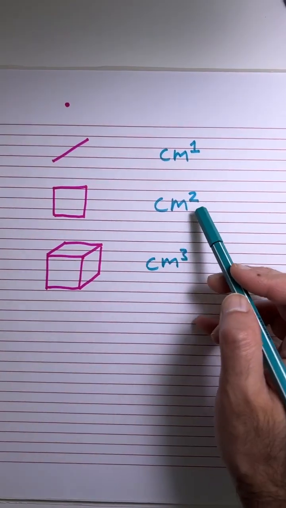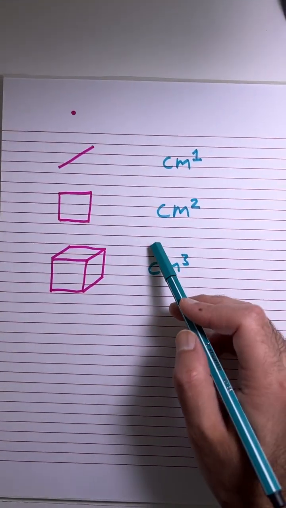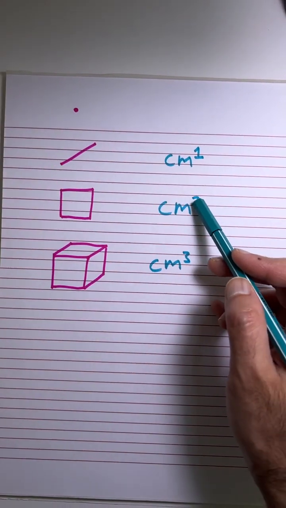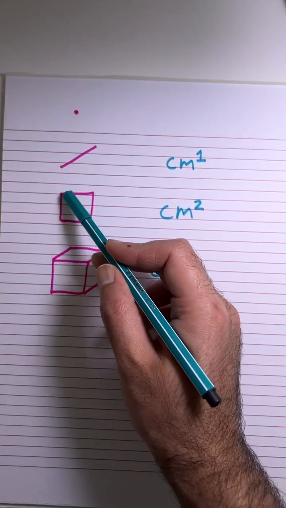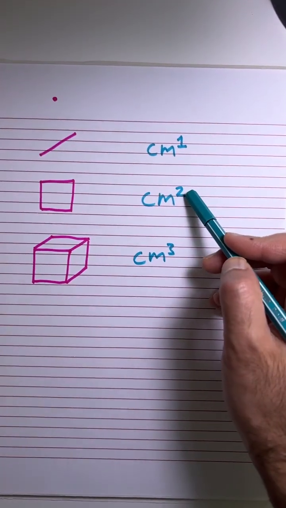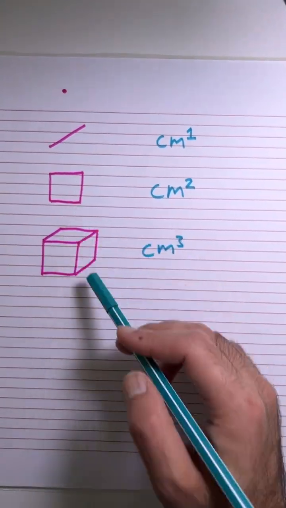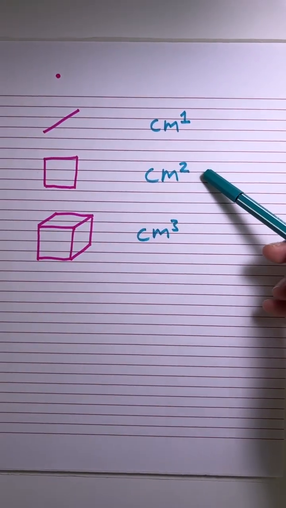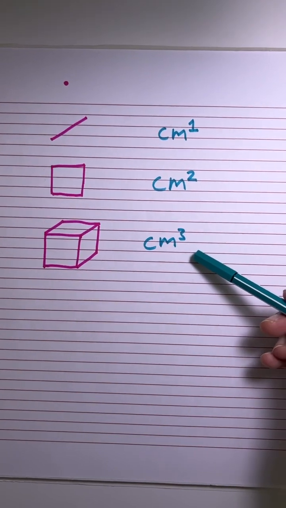Area, cm to the power of 2, meter squared, centimeter squared, and so on. The 2 tells you that it's 2 dimensions, it's area. So the 2 is a dead giveaway that we're talking about a 2D shape. So cm to the power of 2 for 2D shapes for area, cm to the power of 3 for 3D shapes for volume.